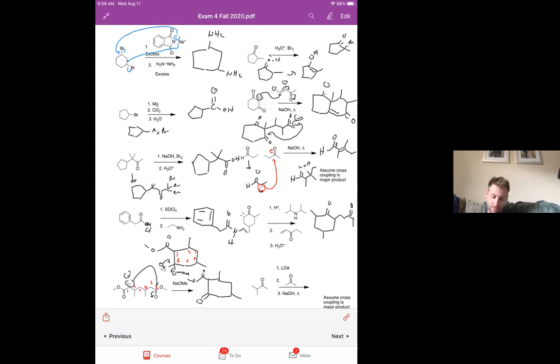Lastly, doing another cross coupling. LDA is a large base again, it's going to deprotonate the left substituted center. Going to generate this aldol product.